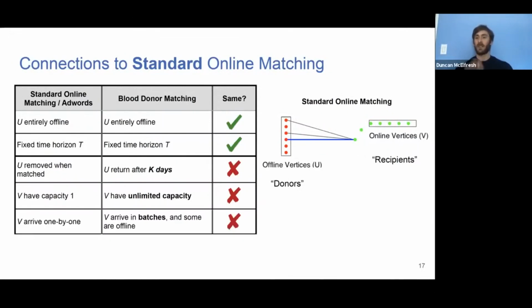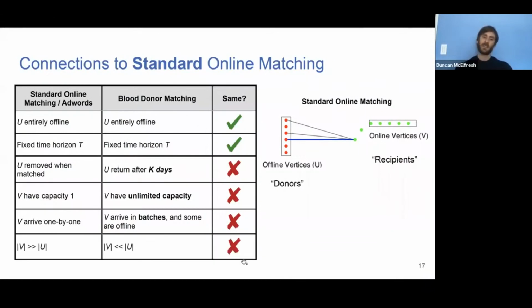Finally, online vertices V arrive one by one in online matching. And in our setting, they arrive in batches. And again, some of these vertices are always present. So the batch size also changes. Finally, in standard online matching, typically it's assumed that there are far more online vertices than offline vertices, and the case in our setting is exactly the opposite. So we assume that we have, say, thousands or millions of donors and only tens or hundreds of recipients. So that's reflective of reality.